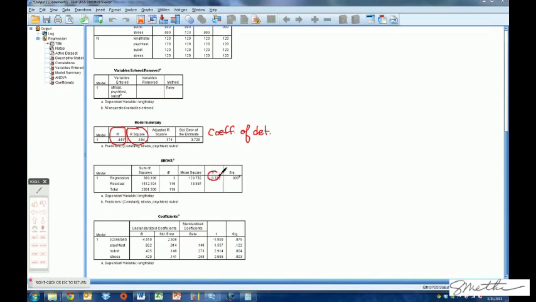Something else to pay attention to is your F ratio, because your F ratio is going to tell you about your significance, and this is the overall test. Okay, so we have a significant model based on this F ratio, so we want to look at the F, the significance. That's something important to look at as well.